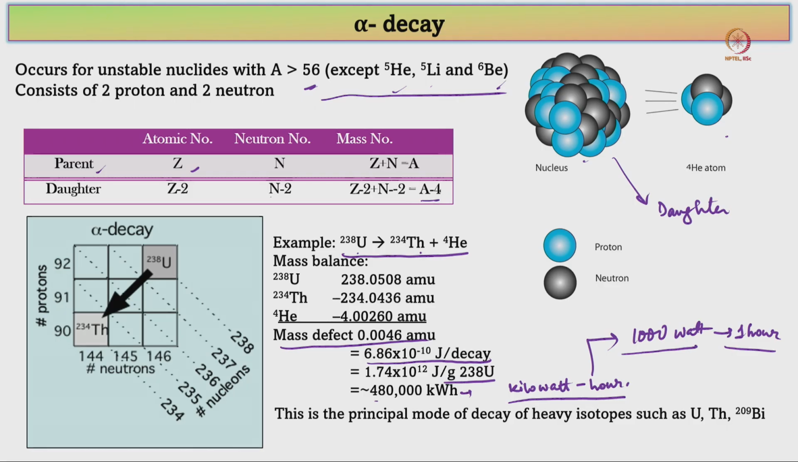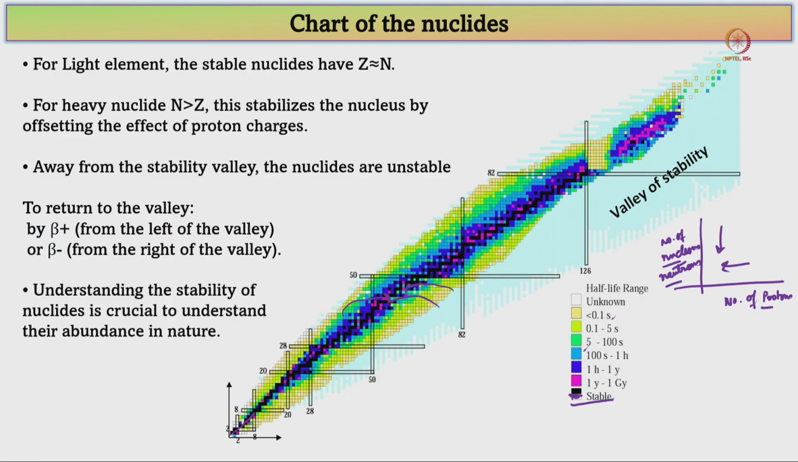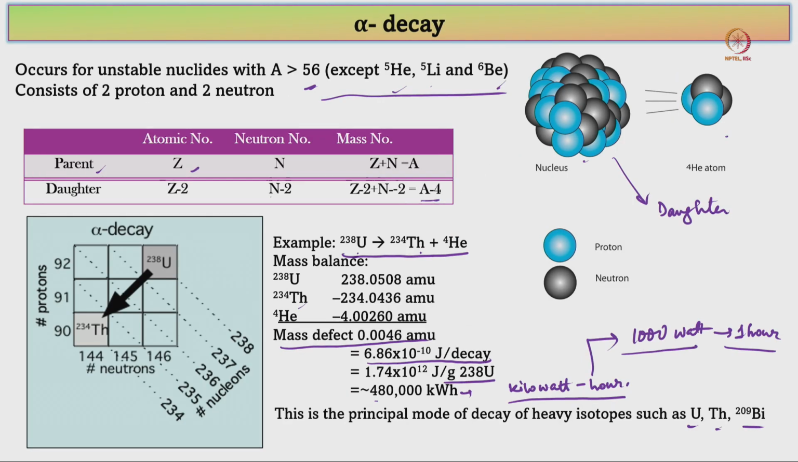So, this is the principal mode of decay of heavy isotopes such as uranium and thorium. Even this is not very stable, so this will also decay. Thorium will decay, 209 bismuth will also decay. These are in-between products that they are going to form. They will form, again decay, again form, again decay. In this zone there is a lot of instability. So, it will go on forming and decaying until it reaches a stable nucleus.